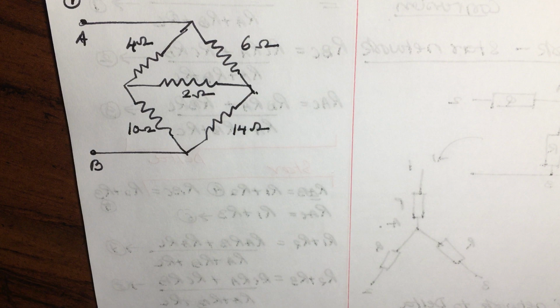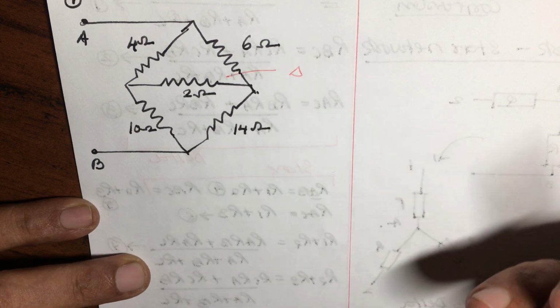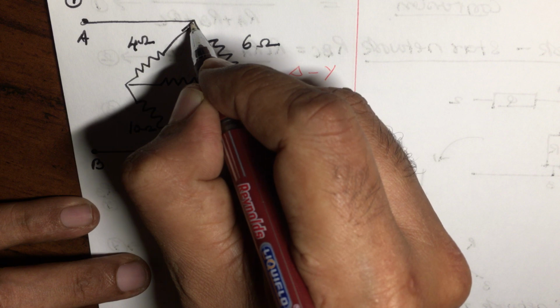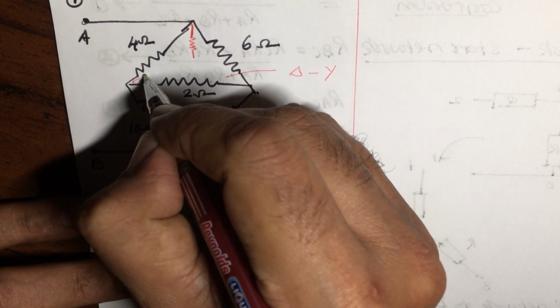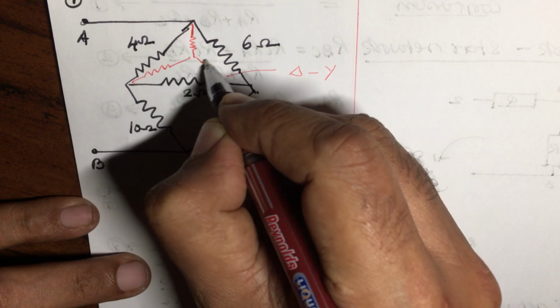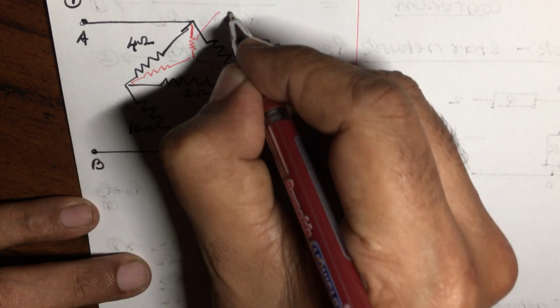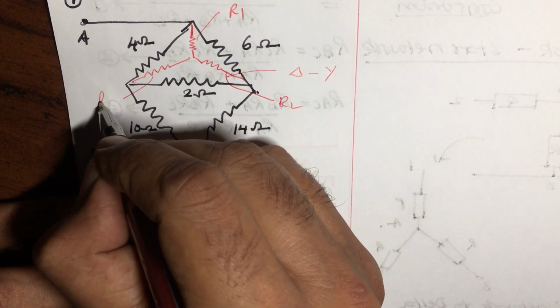So what do we do here? If by using the star delta method, is this a delta? Can I convert that to a star? So if I convert that to a star, it will be like this. A resistor here, a resistor there, a resistor here. So let us call this resistor as R1, this as R2, and this as R3.